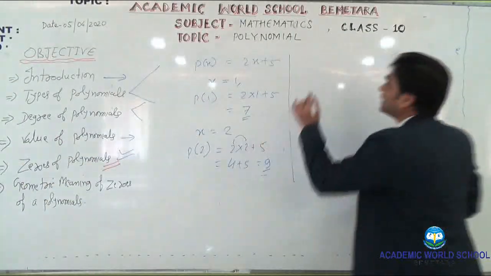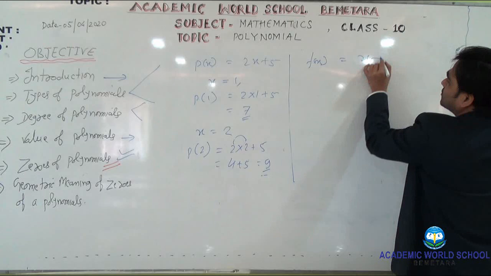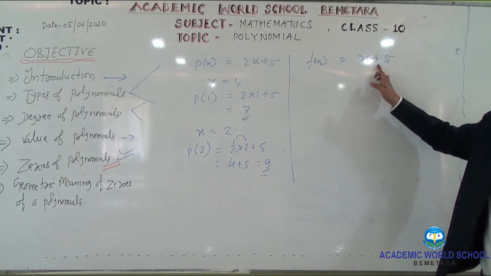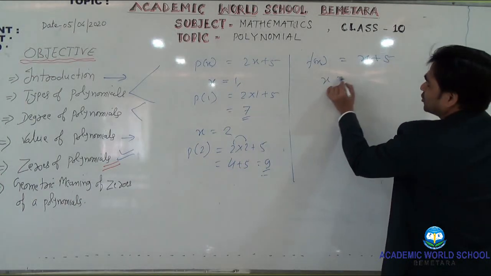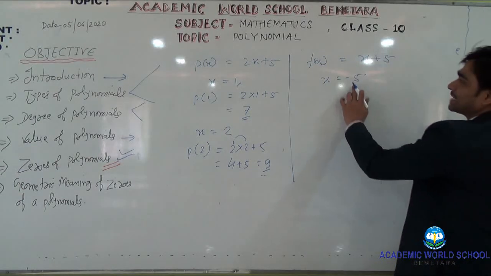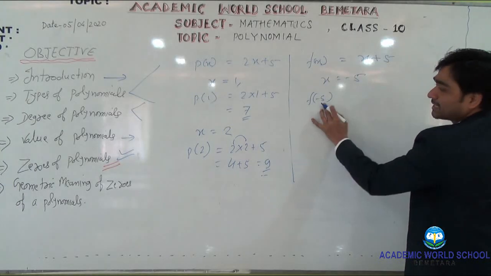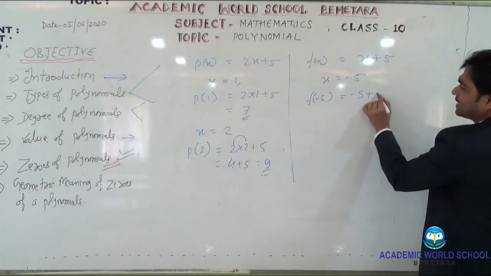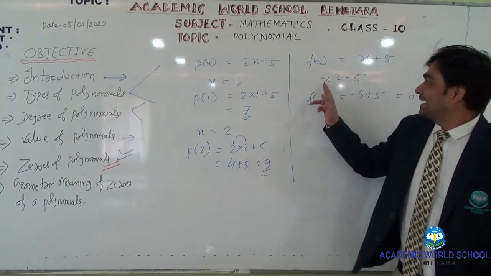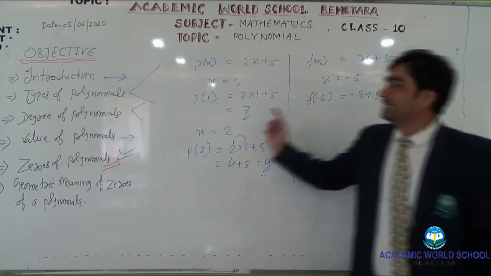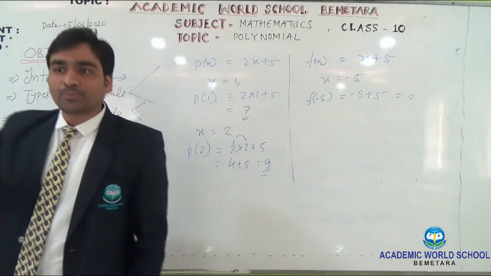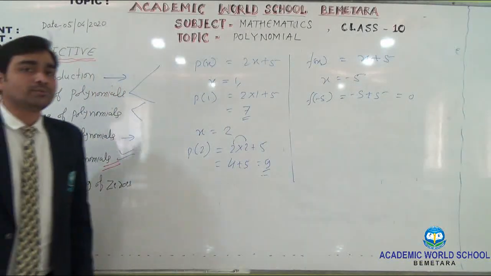Now see one example I am writing: f(x) equals x plus 5. A very simple example. Let me explain. If I take x equals -5 and substitute this value in the polynomial, f(-5) is equal to -5 plus 5. What will happen? You will get 0. So x equals -5 is the zero of the polynomial f(x) equals x plus 5. I hope it is clear what the zero of a polynomial is.